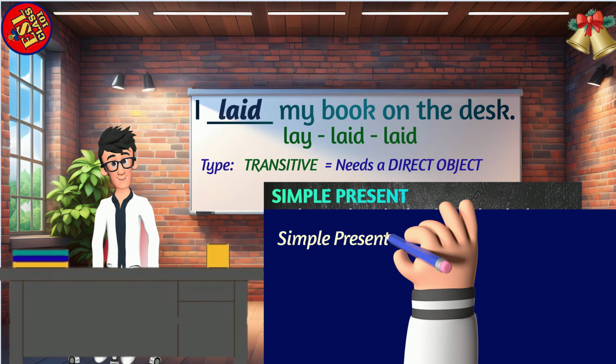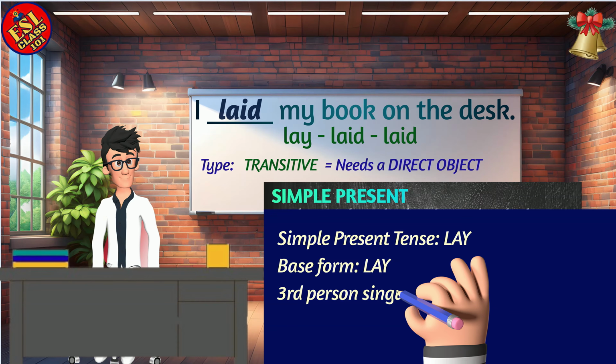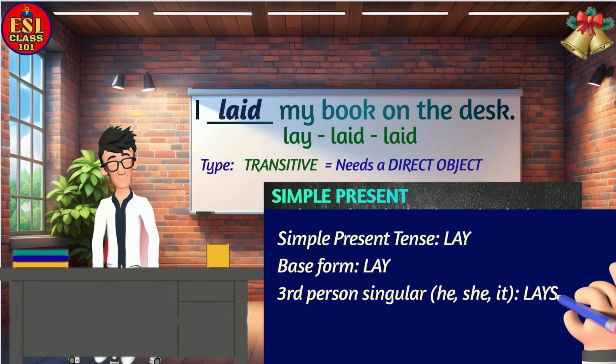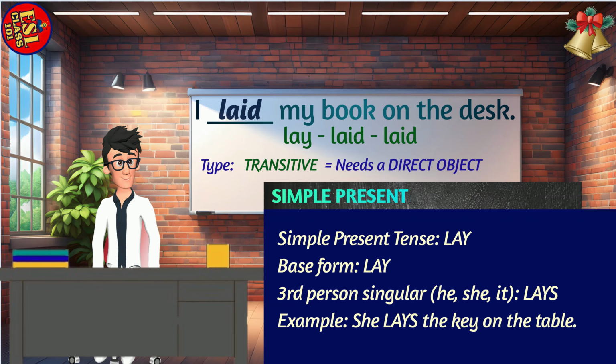So, as you can see, in the simple present tense, the verb takes the base form lay. For third-person singular subjects, he, she, it, the suffix s is added, as in, she lays the key on the table.